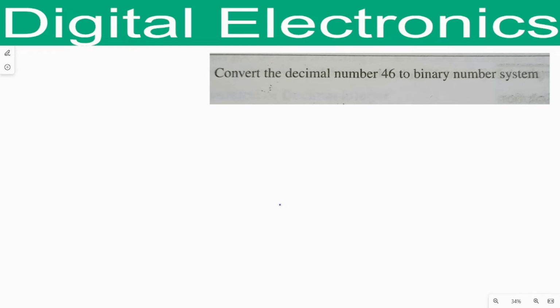Okay, here in this question we have to convert decimal number 46 into binary number. So the conversion process of decimal into binary is known as double method. I repeat, double method. So for this conversion we need a division table.